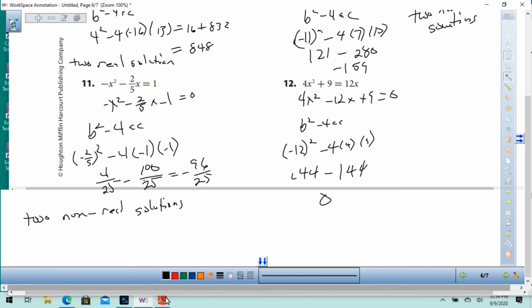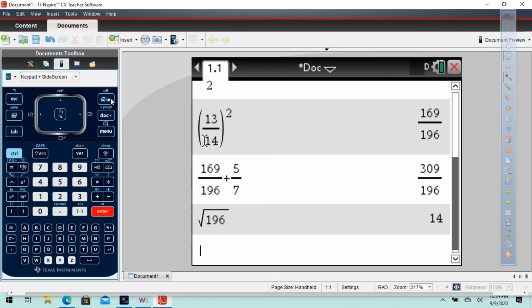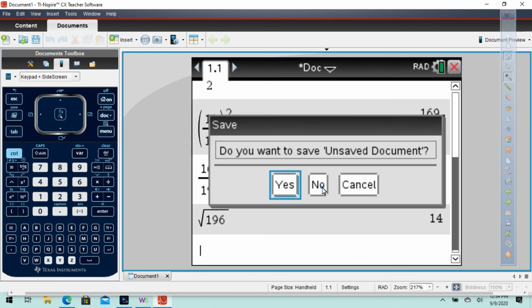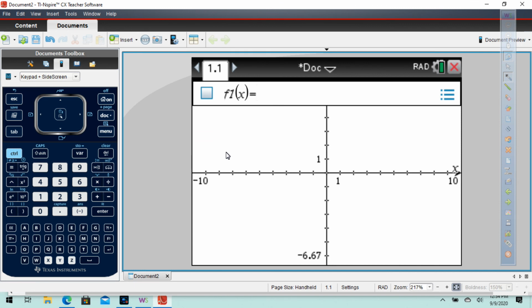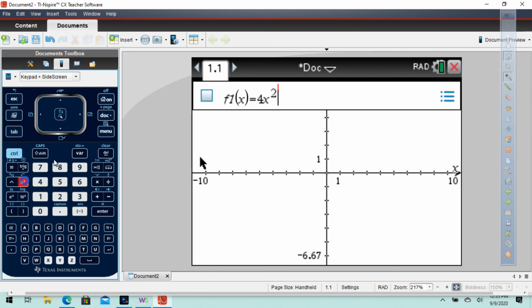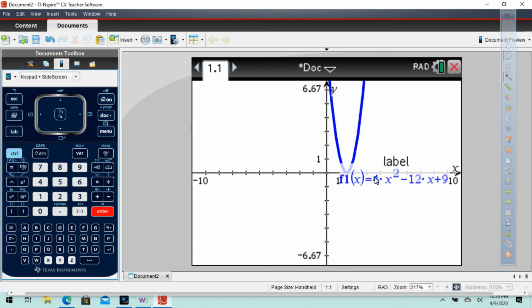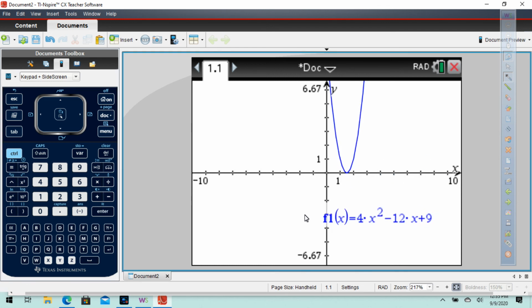Okay, can you do this in the calculator? You can. Let's try number 12. New document, graphs. So if there is one real solution, it should sit on the line. We got 4x squared minus 12x plus 9. And see how it just sits on the one solution, it just sits on the x-axis. All right.